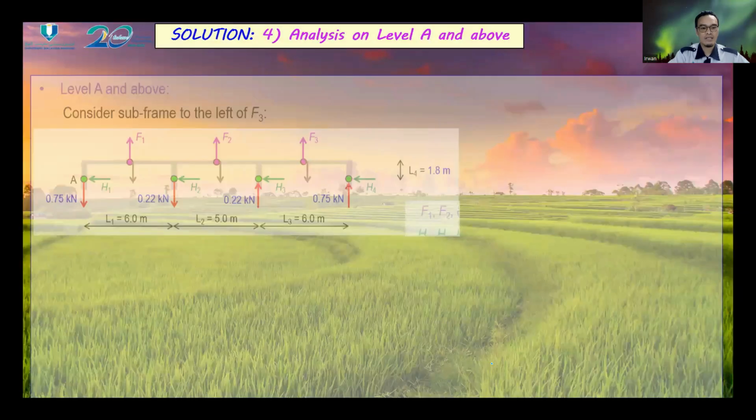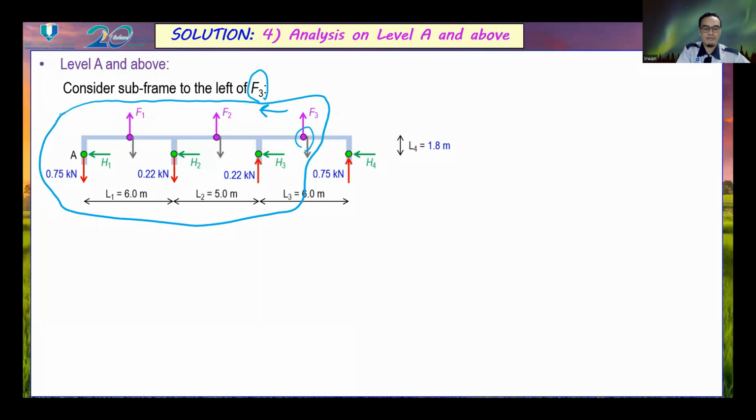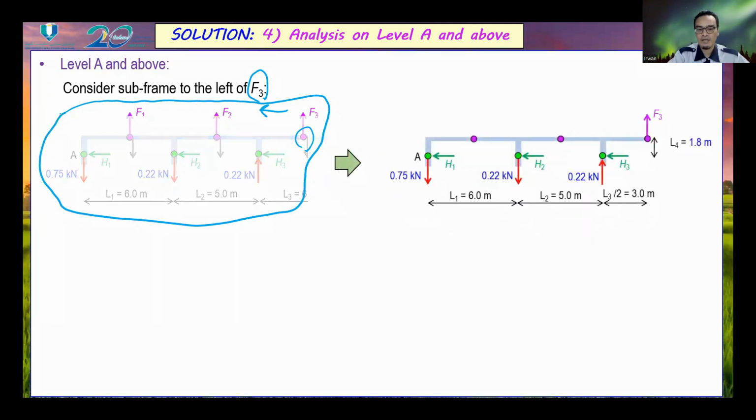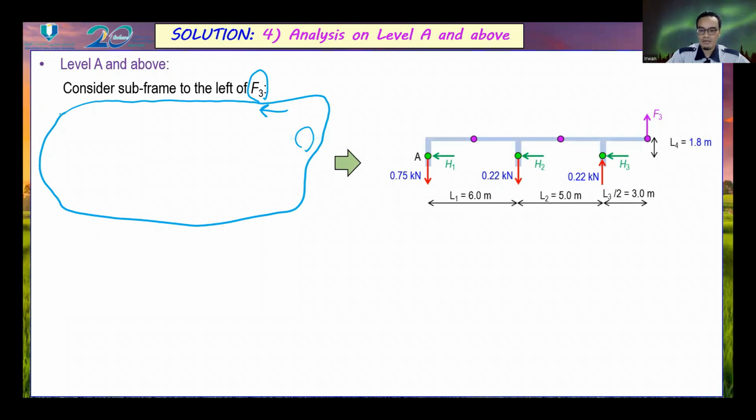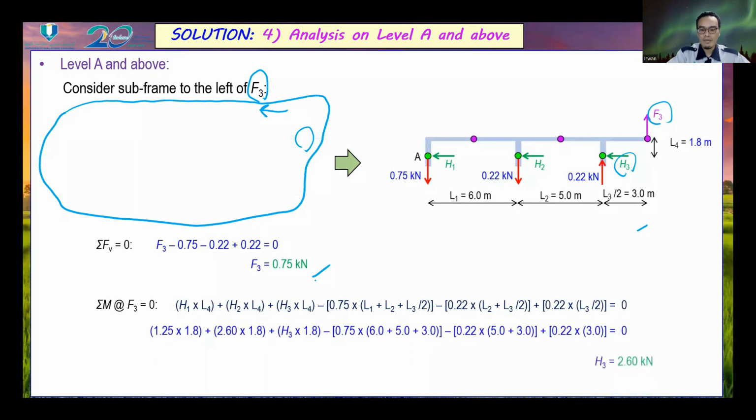Next we consider the subframe to the left of F3. So this is F3. We consider to the left. Then we only consider this part of the subframe, so it will become like this. Then we solve the equations of equilibrium to get F3 and H3. So F3 is equal to 0.75 kilonewton, while H3 is equal to 2.6 kilonewton. Okay, next.